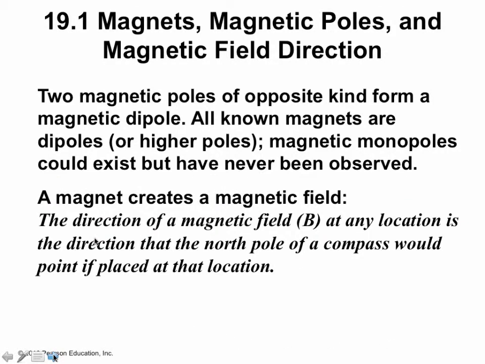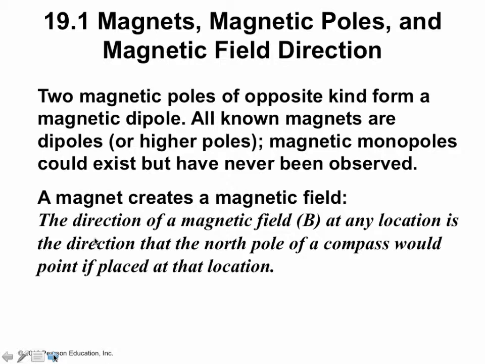The two magnetic poles of opposite kind form a magnetic dipole. All known magnets are dipoles. In other words, they should have a north and south pole. Magnetic monopoles could exist, but have never been observed in nature. I mean, we could make one, but that's not how magnets work in nature.